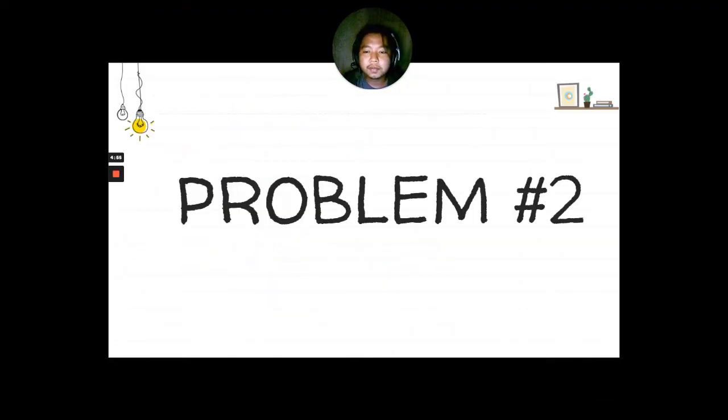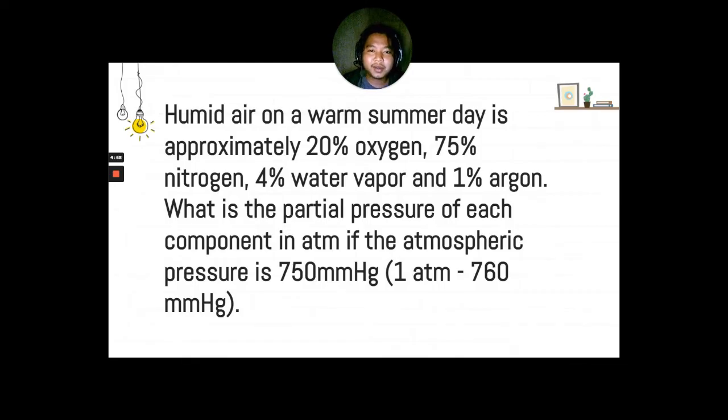Let's have problem number 2. What if the problem goes like this one? It's a bit complicated and in one look you'll be shocked. But let's try to analyze. Humid air on a warm summer day is approximately 20% oxygen, 75% nitrogen, 4% water vapor and 1% argon. You're looking at our atmosphere on a morning. Probably that's 10 a.m. What is the partial pressure of each component in atm if the atmospheric pressure is 750 mmHg? Now, if you want to convert it, 1 atm is 760 mmHg. Now, how are we going to solve this?